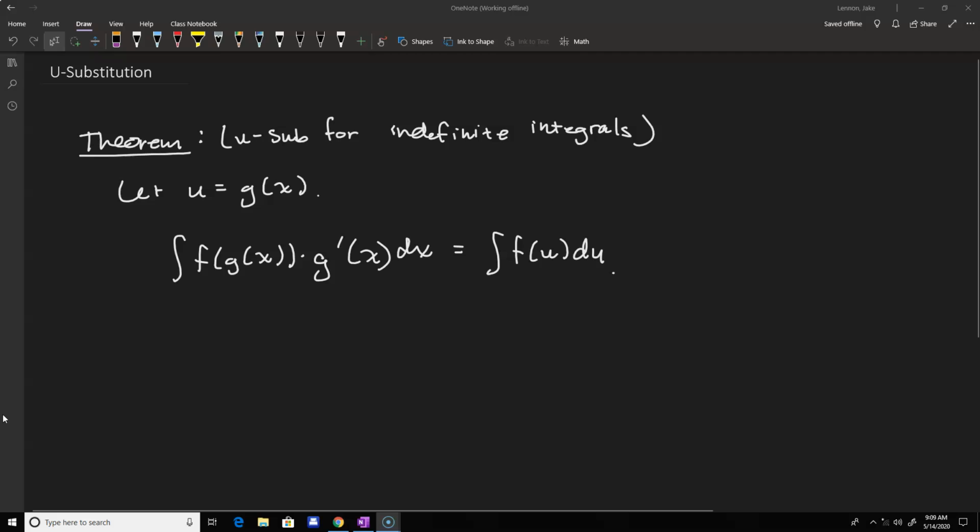not so much about remembering anything fancy. Okay, so let's look at some examples. Let's say evaluate, or maybe evaluate's a bad word since we're not finding a numerical value, but let's say compute each indefinite integral.